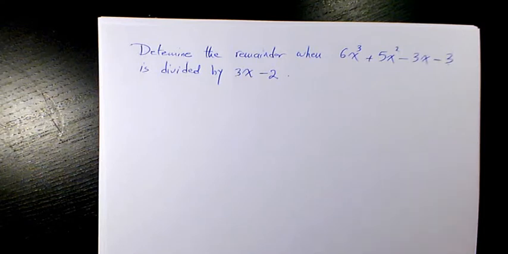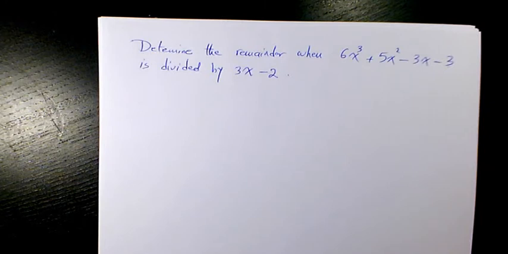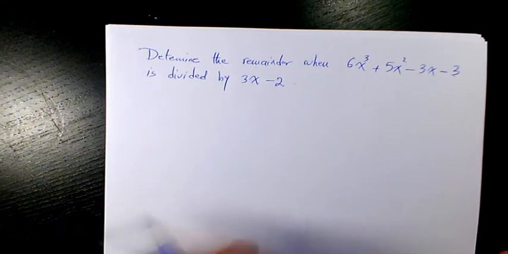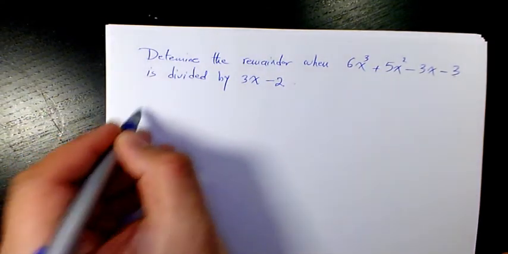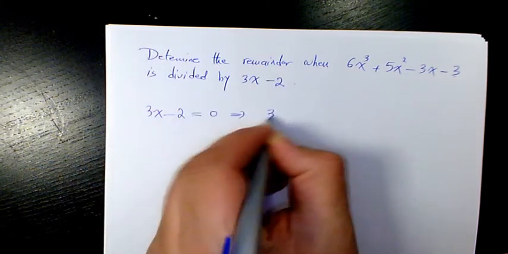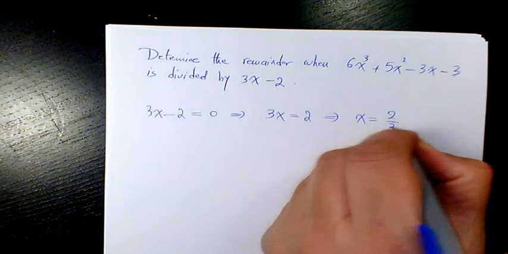So next example, it says determine the remainder when 6x cubed plus 5x squared minus 3x minus 3 is divided by 3x minus 2. So I'm going to use the remainder theorem. So 3x minus 2 equals 0, which means that 3x equals 2. So x will be 2 over 3.